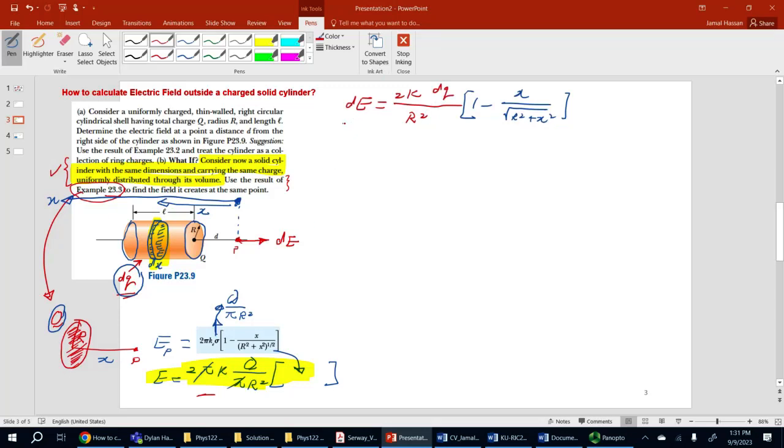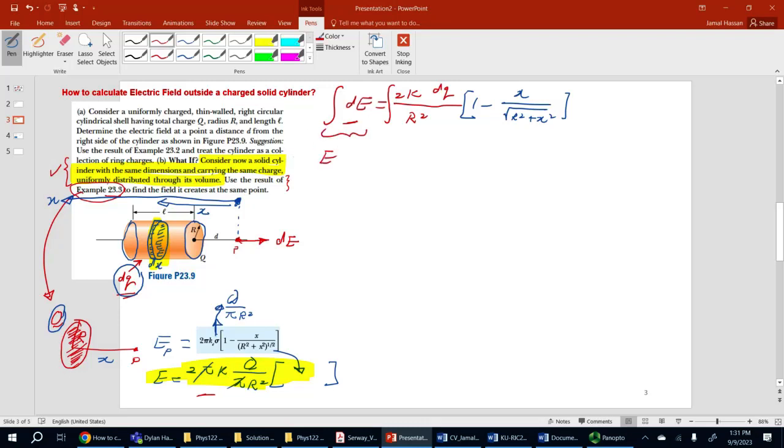Again, this is the electric field for one disk, but we have millions of these disks across the cylinder, so we need to do integration. Integration simply means you add all this electric field in a vector way, and the final result will be the total electric field. So the left-hand side, easy, is going to be equal to E.